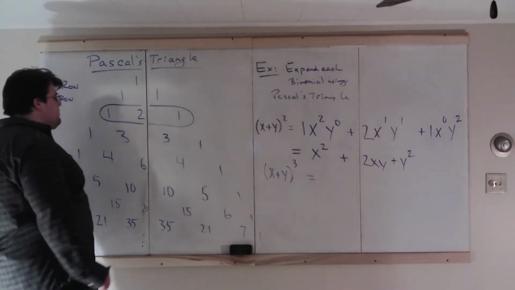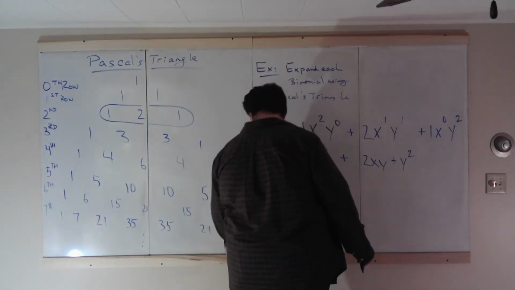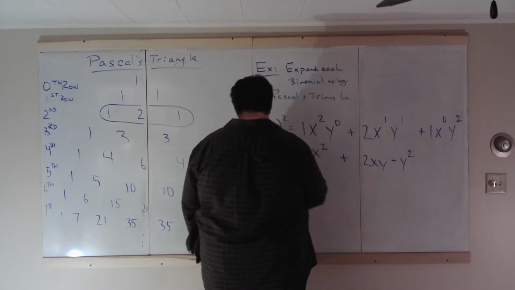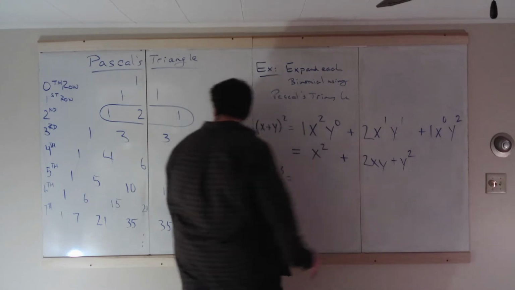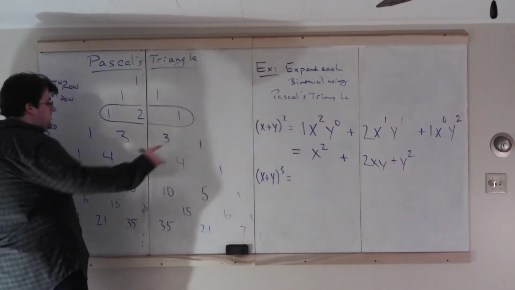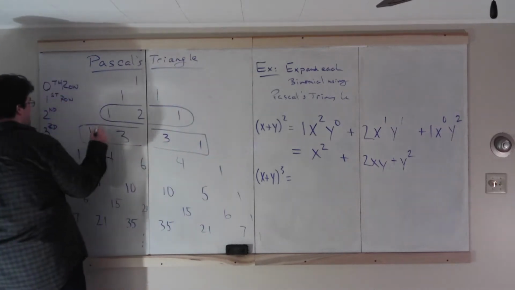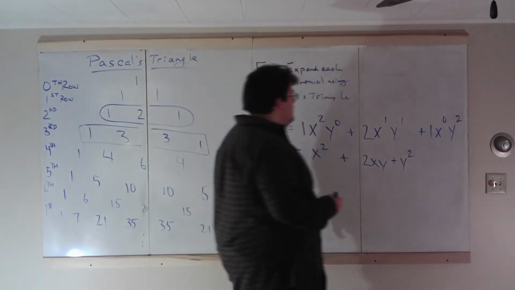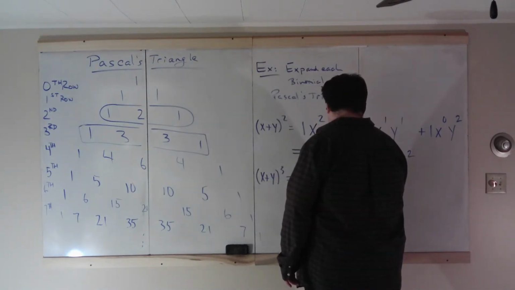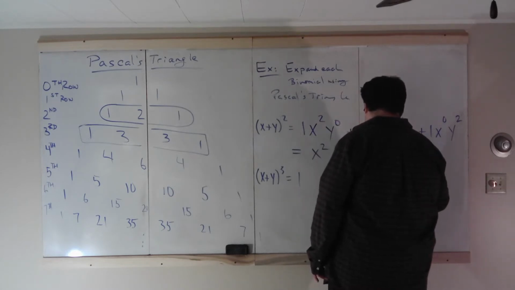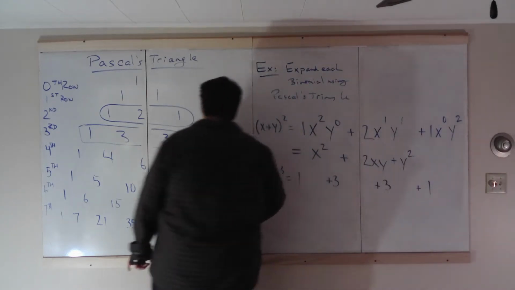Now let's do the same thing but with a cube. I'm going to have to write this one a little smaller. x plus y cubed. Well, again, we go to the exponent. The exponent is 3. That tells us we're going to look there. That gives us our coefficients: 1, 3, 3, 1. And then we look at our x's and y's.